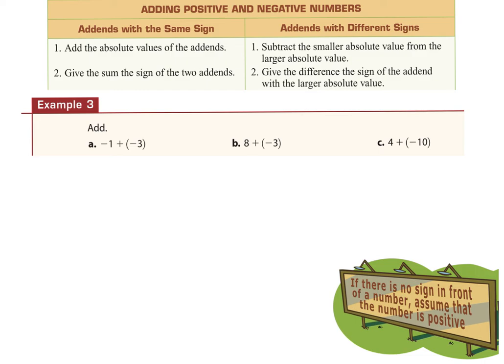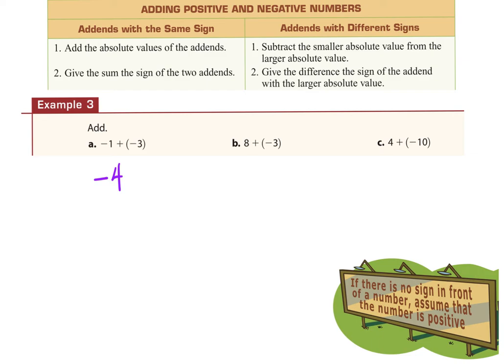All right? So let's look at the example here. We have -1 plus -3. Are those the same or different? They're the same. So what we're going to do is we're going to add 1 and 3. What is 1 and 3? 4. They were both negative, so my answer is negative. That's all you're doing here.